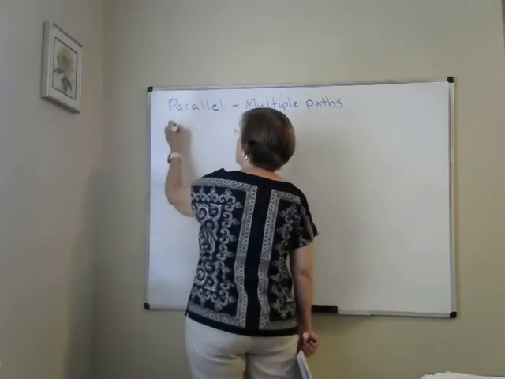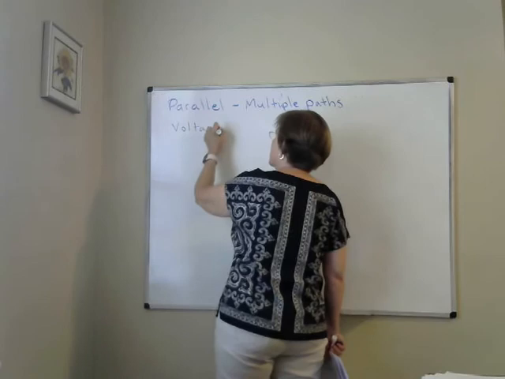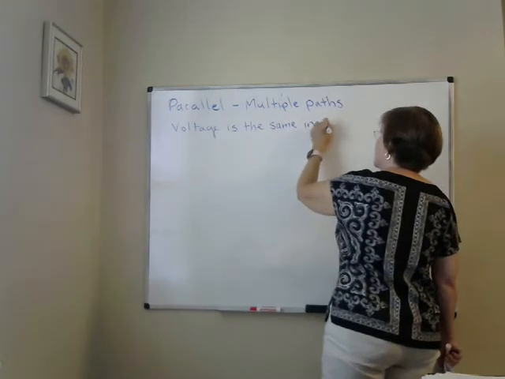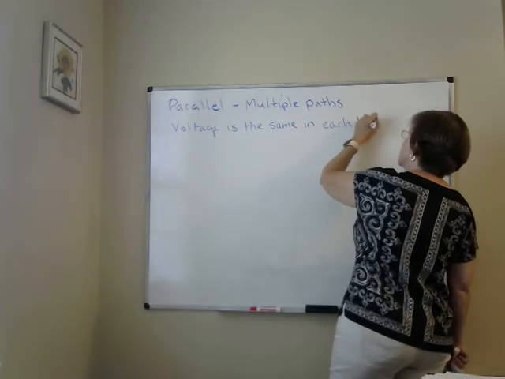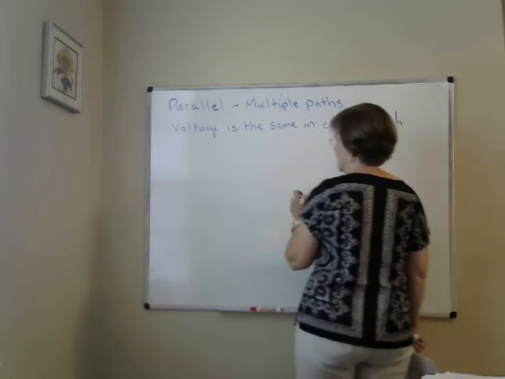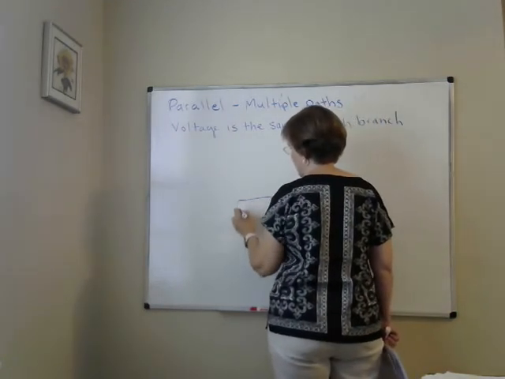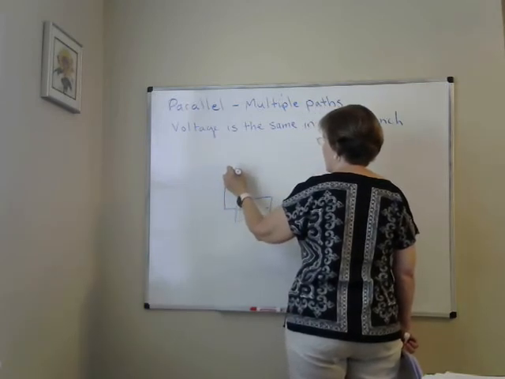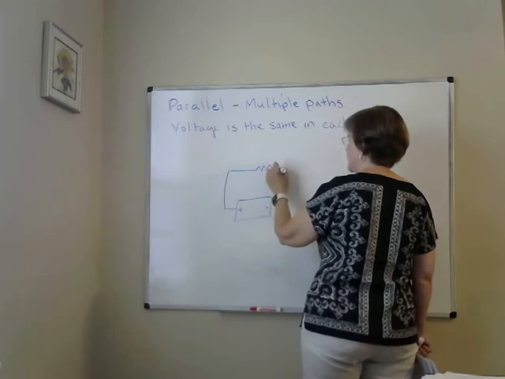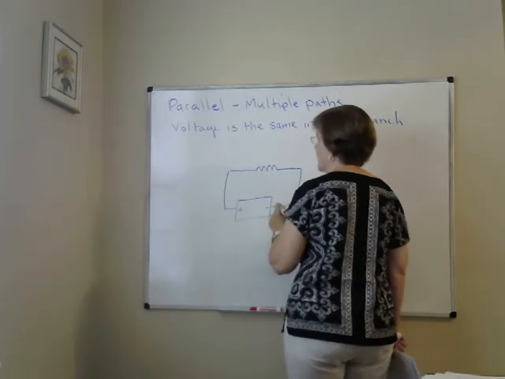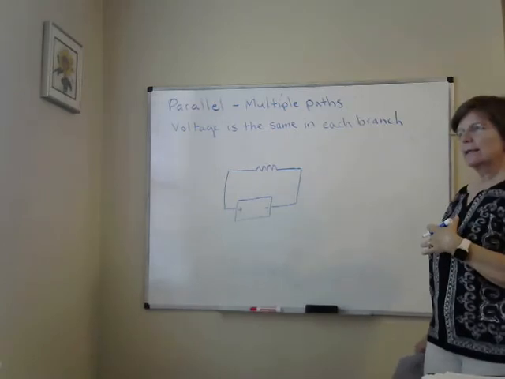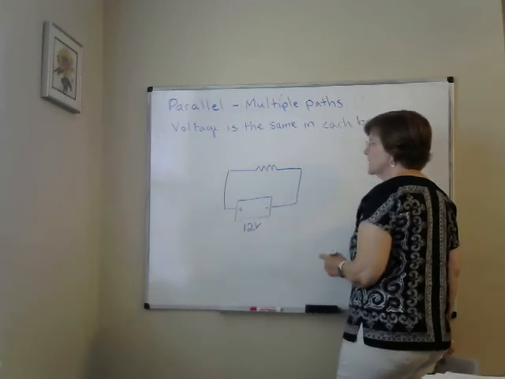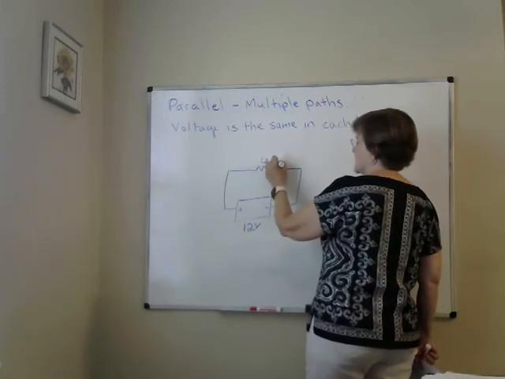In parallel, the voltage is the same in each branch. So here's our battery. And I'm just going to go up here and wire in one resistor. Instead of a light bulb, I'm going to use a resistor. Now, resistors are represented by that wiggly line. And I'm going to let this be 12 volts, and this be 6 ohms of resistance.